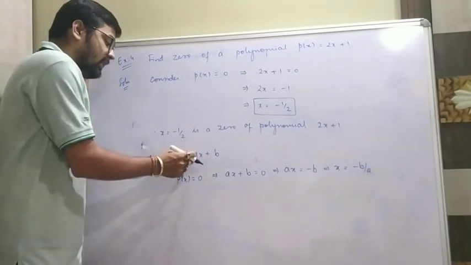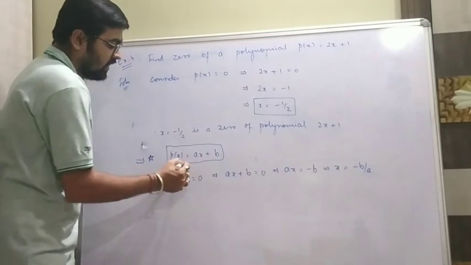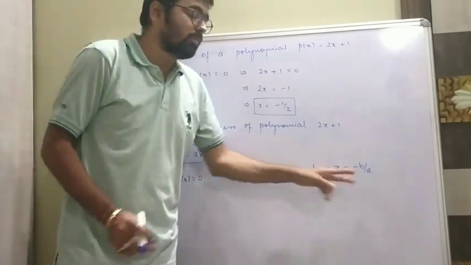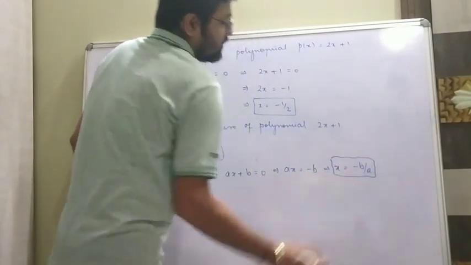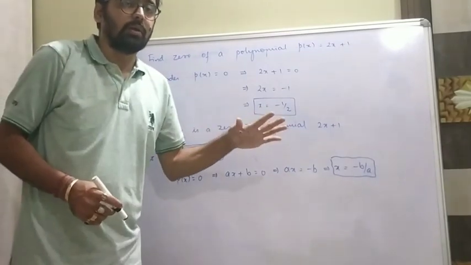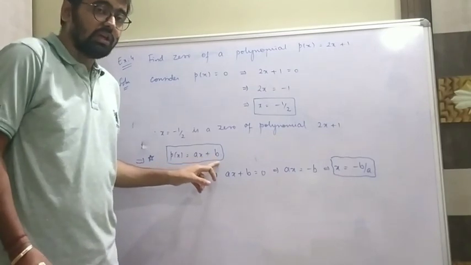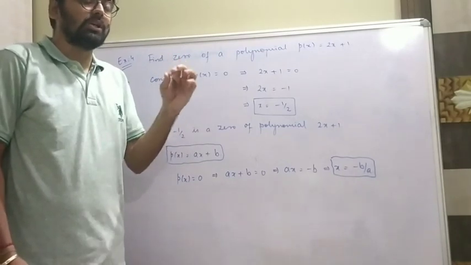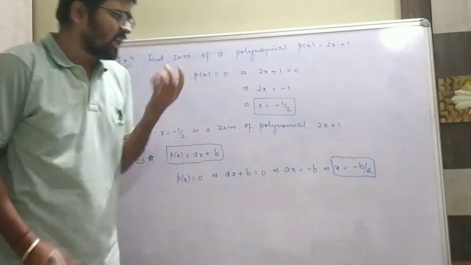So if we have a linear polynomial in this general form, then its 0 is always going to be minus b by a. Whatever the linear polynomial it may be. If you don't have a b, that means your polynomial is going to be... Just think like this now.